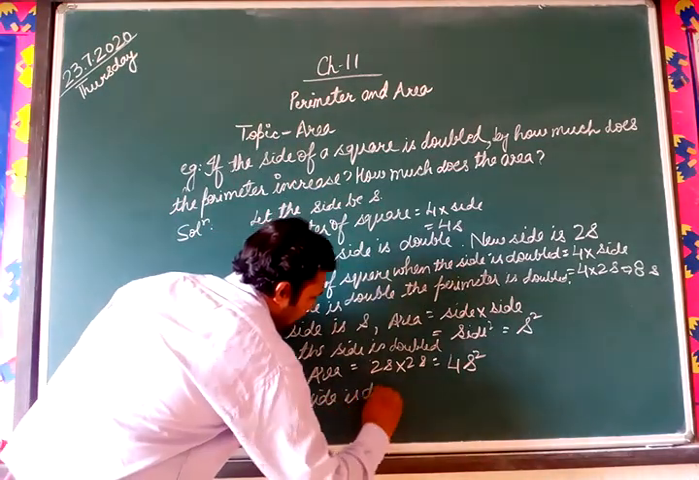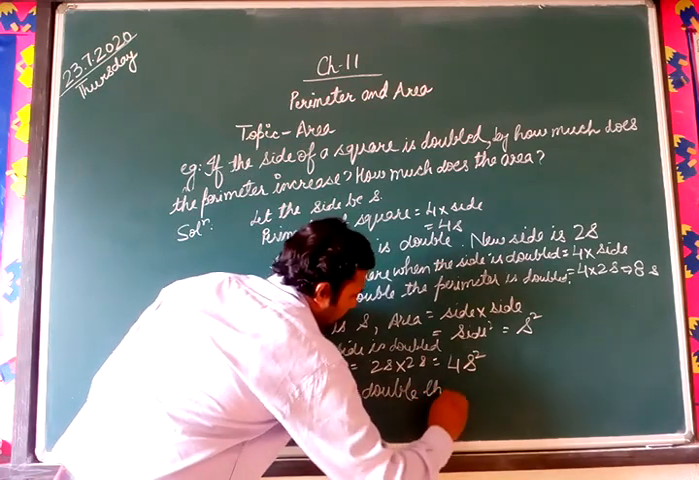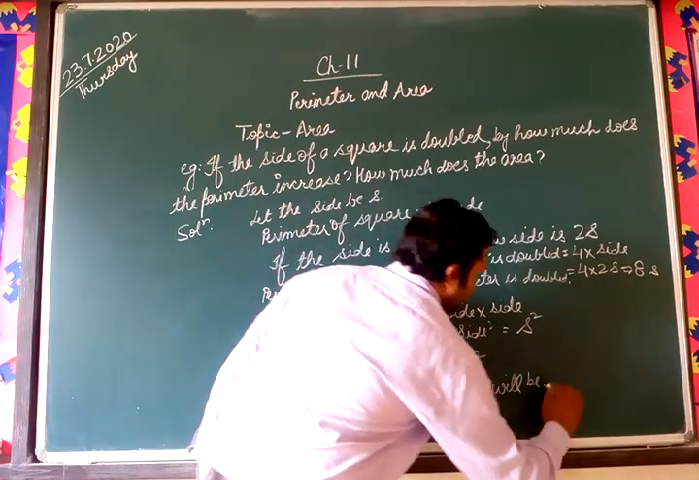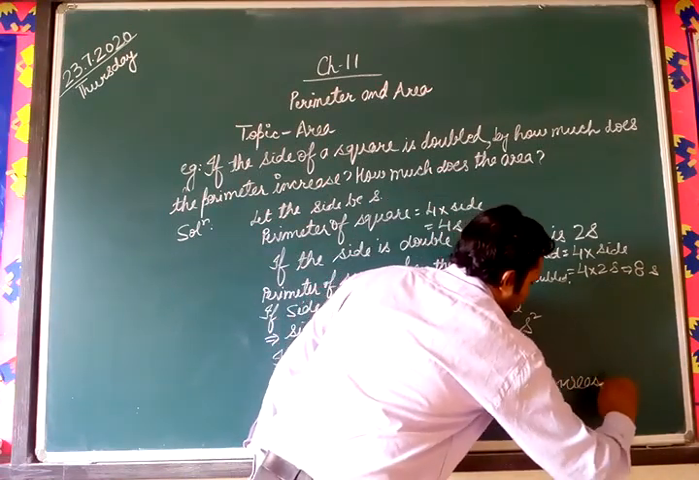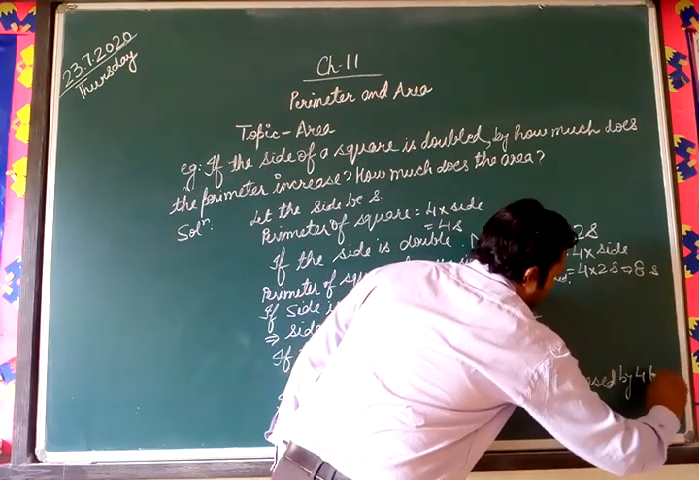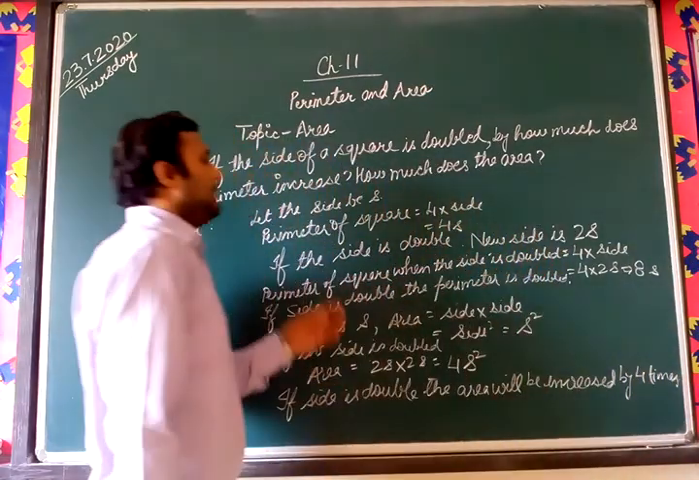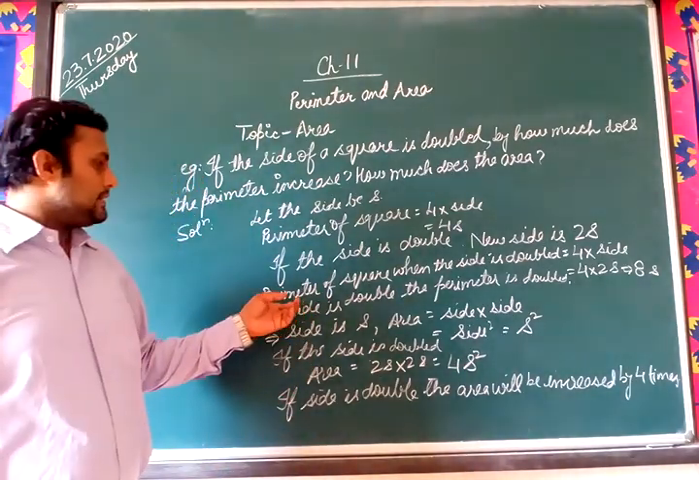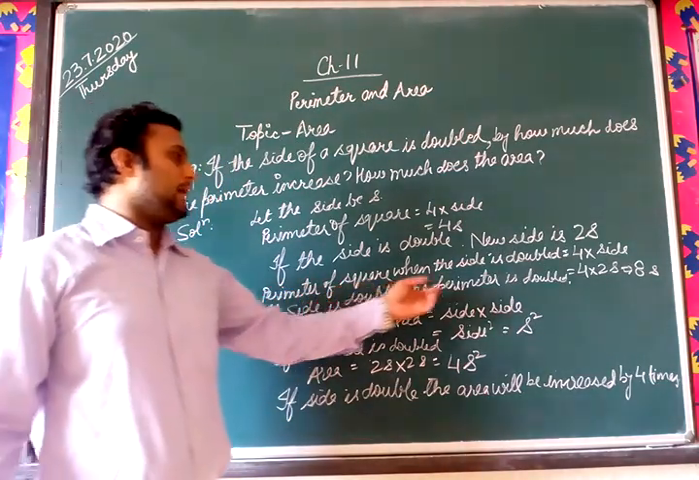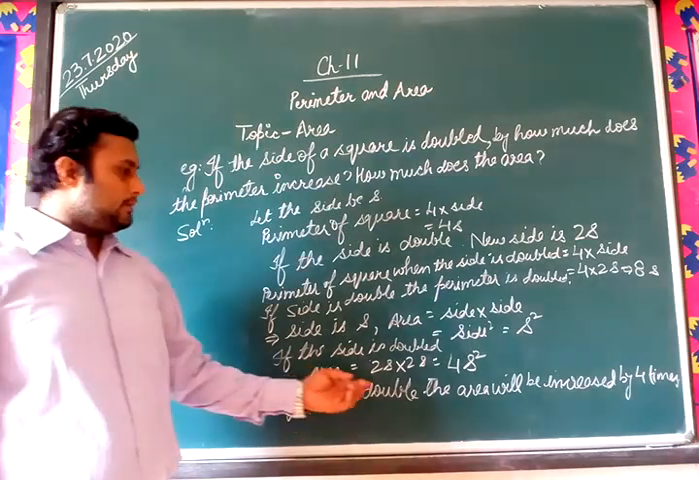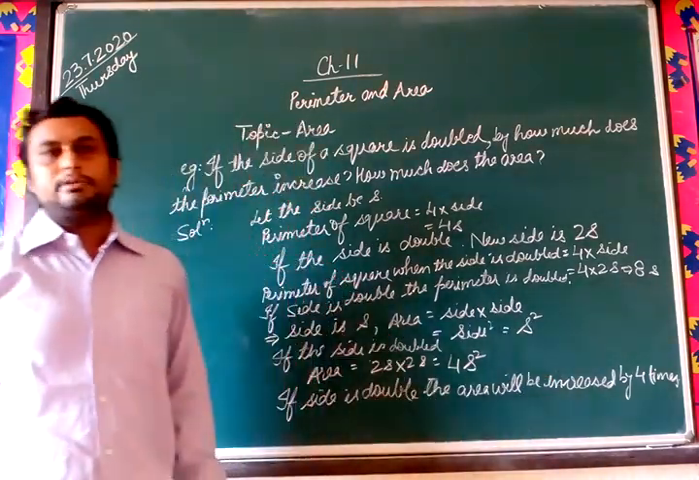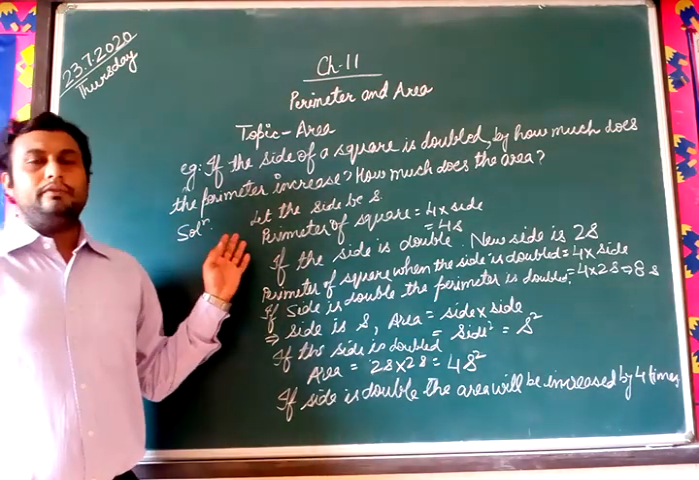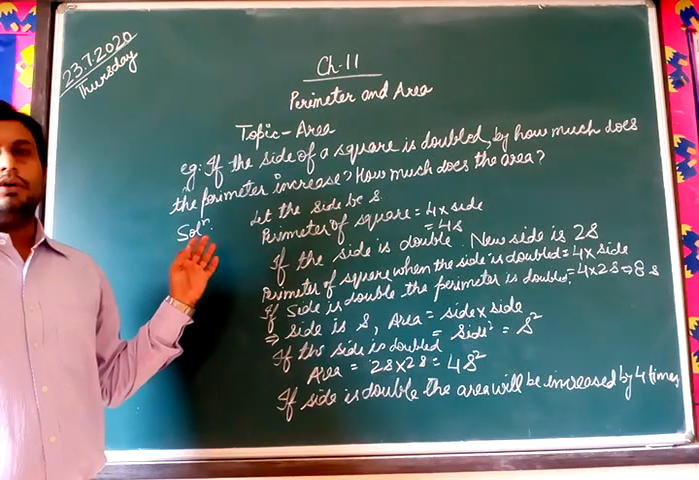If the side is doubled, the area will increase by 4 times. So in this question, if the side of the square is doubled, the perimeter is doubled. But if the side is doubled, the area will be increased by 4 times. In this way, you can do this question. Now we are taking some more examples on this.